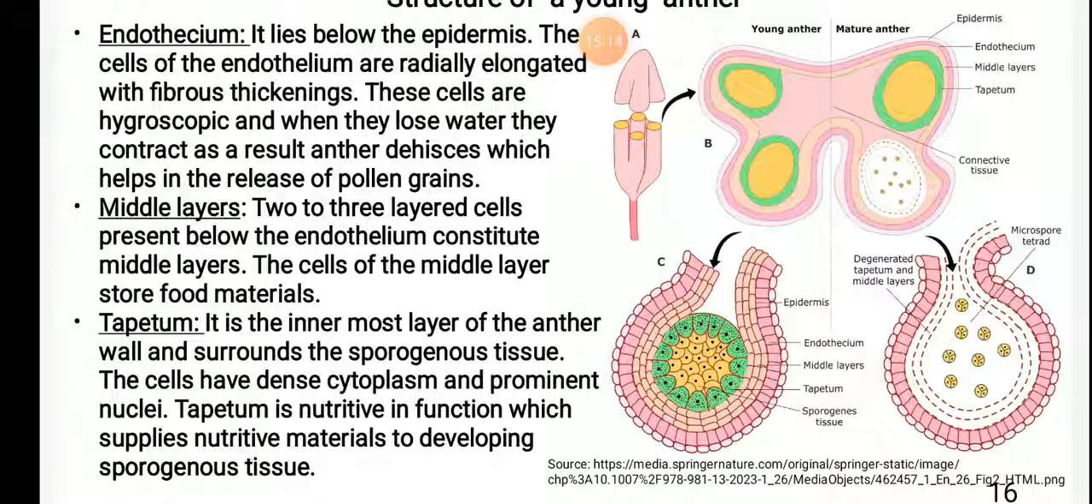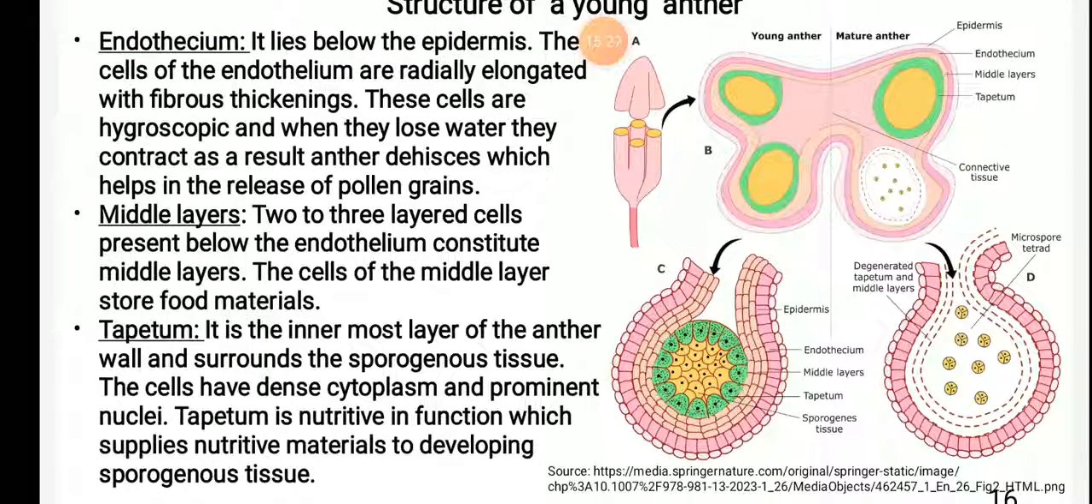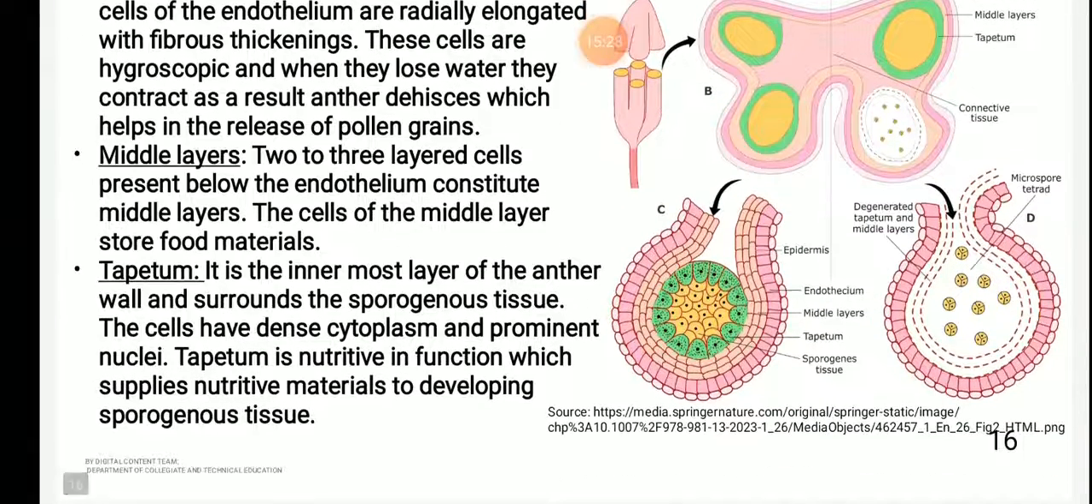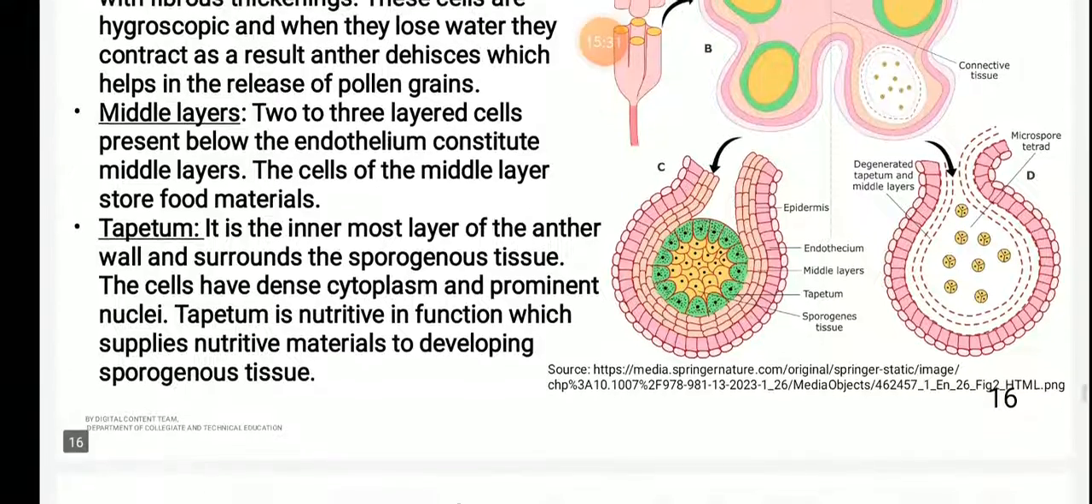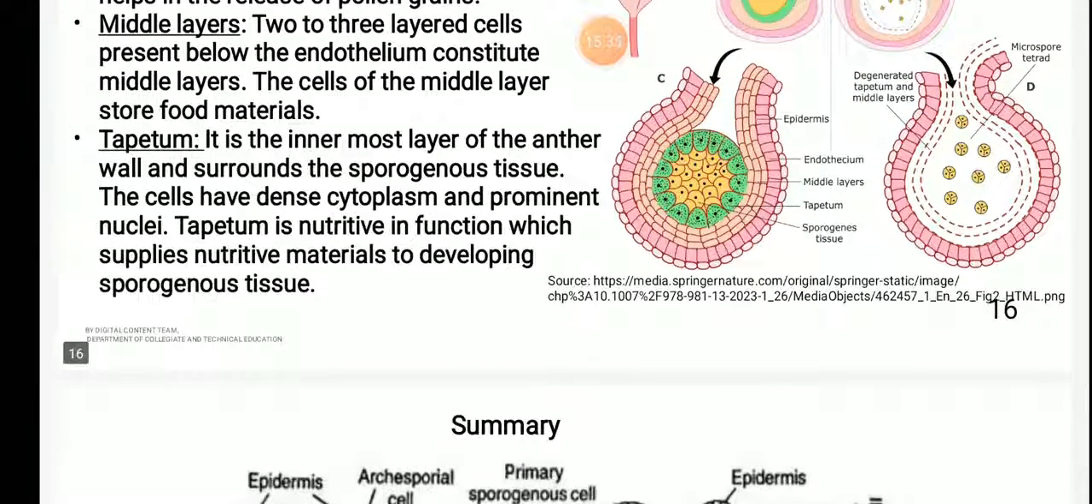So let us quickly brush through it. The wall layers of the anther: outermost epidermis, protective, followed by endothecium having fibrous bands which will help in dehiscence of the anther, followed by the middle layer. 2 to 3 layered cells present below the endothecium constitute the middle layer. The cells of the middle layer store food material.